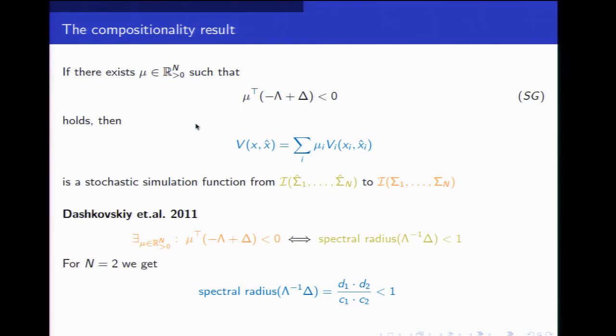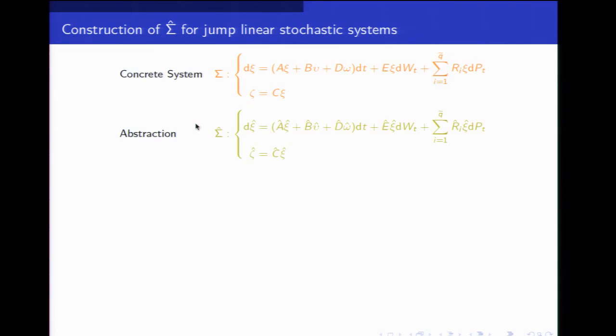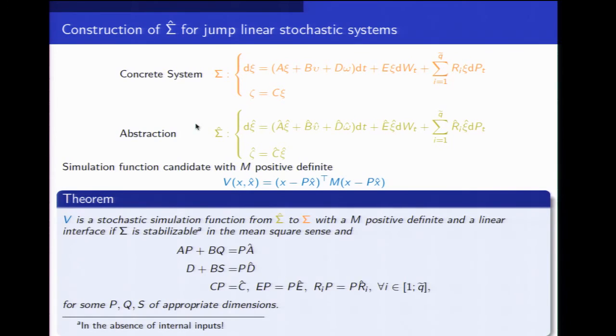Okay, so the small gain condition is exactly the same as the non-stochastic version. Now I am given a concrete system. This is called a jump linear stochastic system, with all linear matrices. And let's assume this is my corresponding abstraction for this concrete system. Now here, we define the simulation function to be a quadratic function. And now we have this result.